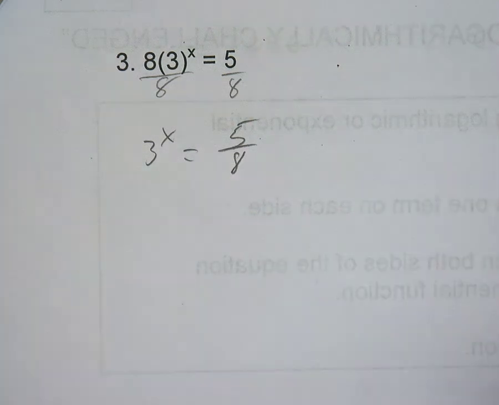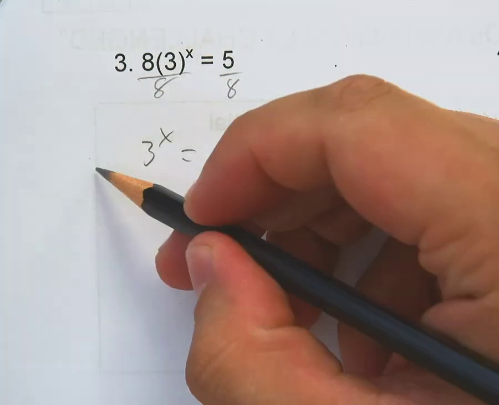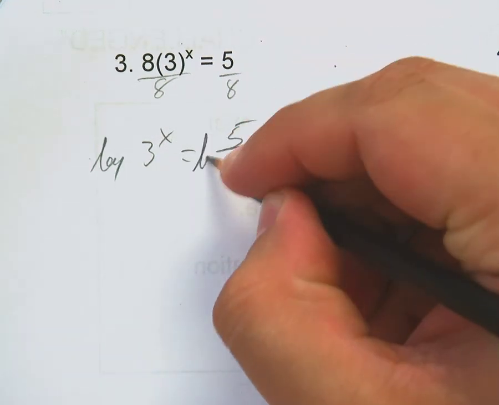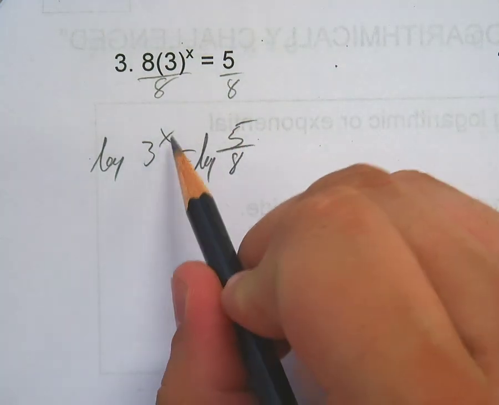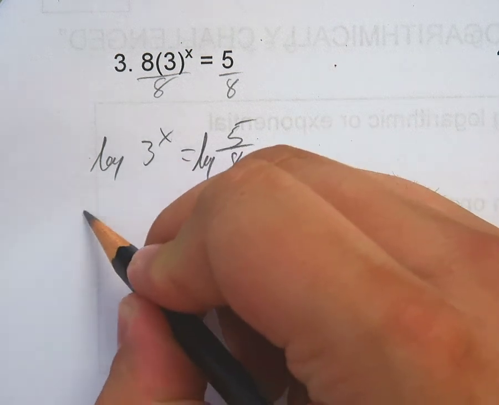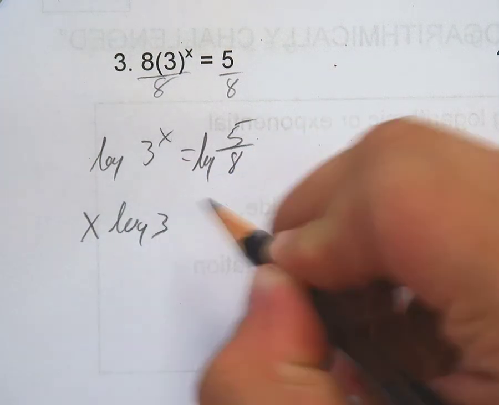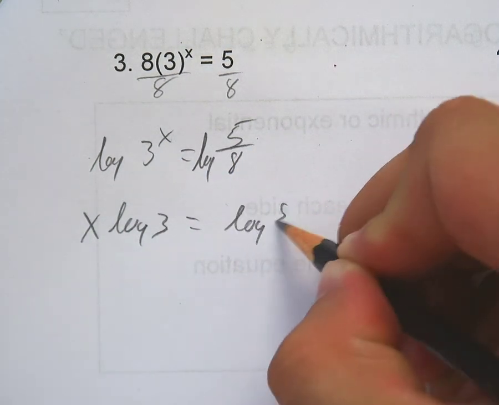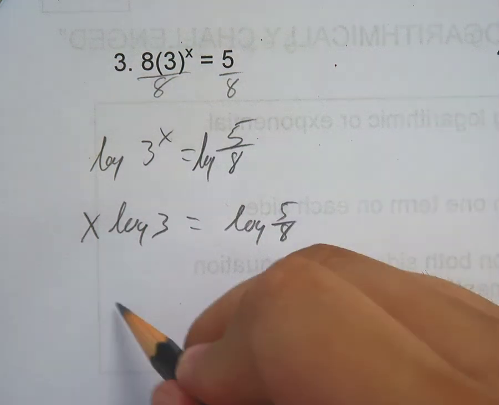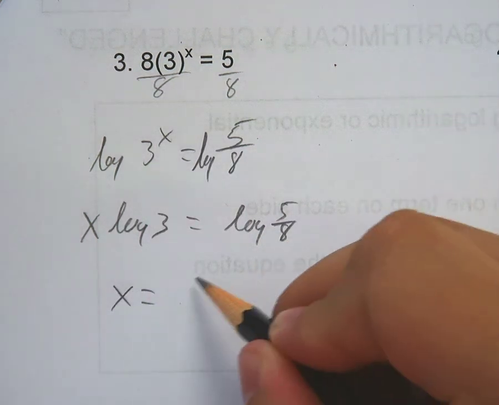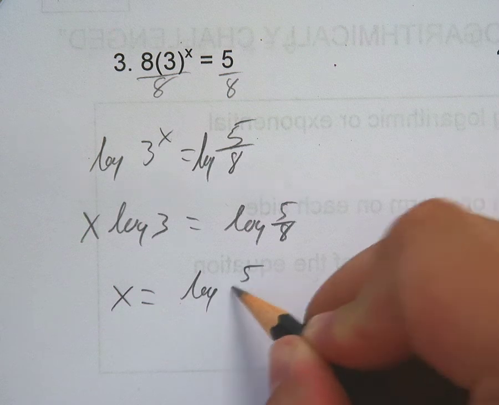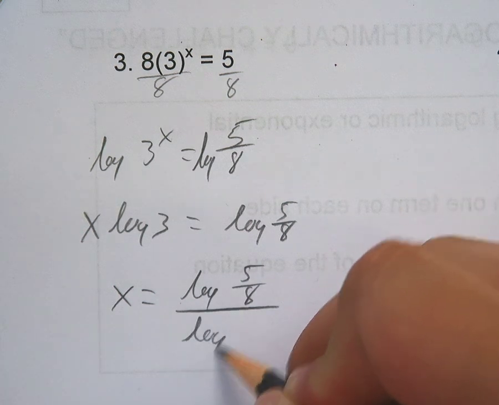So I used natural log last time. Let me use the regular log this time because, well, why not? Log both sides, and that lets you unlock this exponent. Call it x log 3 equals log of 5/8. So x is going to be divided out. You've got log of 5/8 over log of 3.